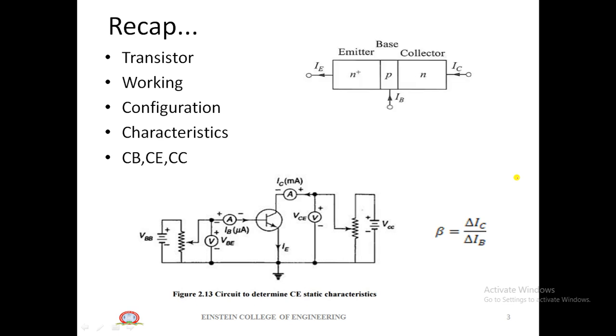What is a transistor? A transistor is a three-terminal device which has two junctions. It is formed by sandwiching either P-type or N-type material between a pair of other material. This is the construction of the transistor and how it works.